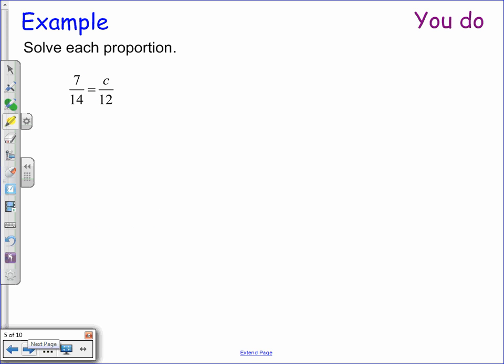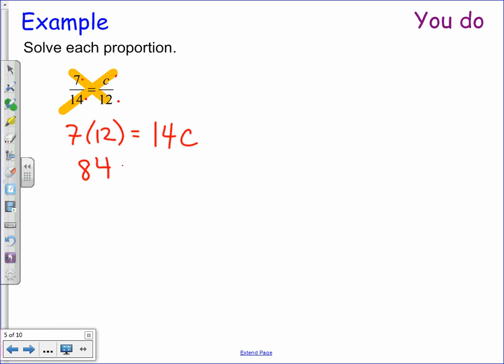All right, you try this one again. See if you can get it. All right, so first of all, you start out with 7 times 12 equals 14 times C, right? I'm multiplying 7 times 12 and 14 times C. So 7 times 12, you don't need your calculator for that one, but that is 84 equals 14C. Divide by 14 on both sides, and C equals 6. And that's all it is for proportions.